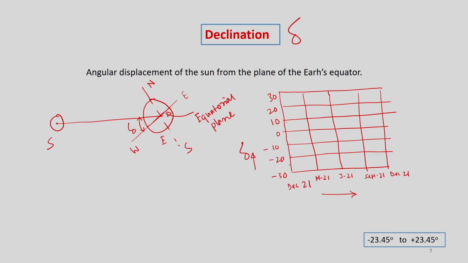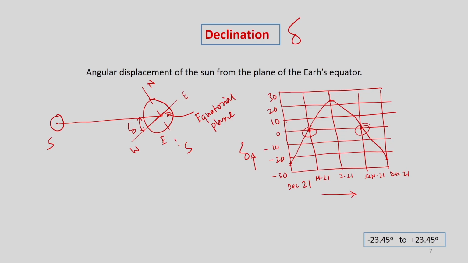So, this will be minus 23.45 here, and in March 21 it will be 0, and on June 21 it will be plus 23.45, and in September 21 again it will be 0, because these two are equinoxes, winter equinox and summer equinox. And here again it will be minus 23.45. Okay. So, if we plot this variation, it will come something like this. So, the variation of the sun's declination is something like that.